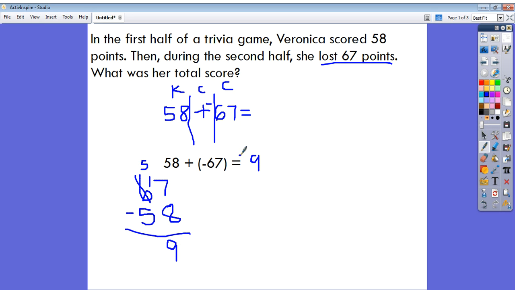And it is a negative 9 because the amount she lost, 67, is more than the amount she gained, 58. So her total score at the end of the game was negative 9 points.